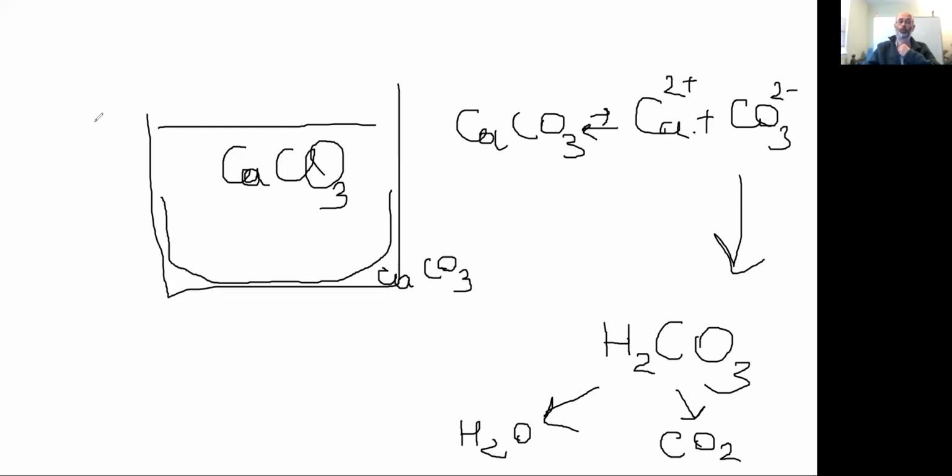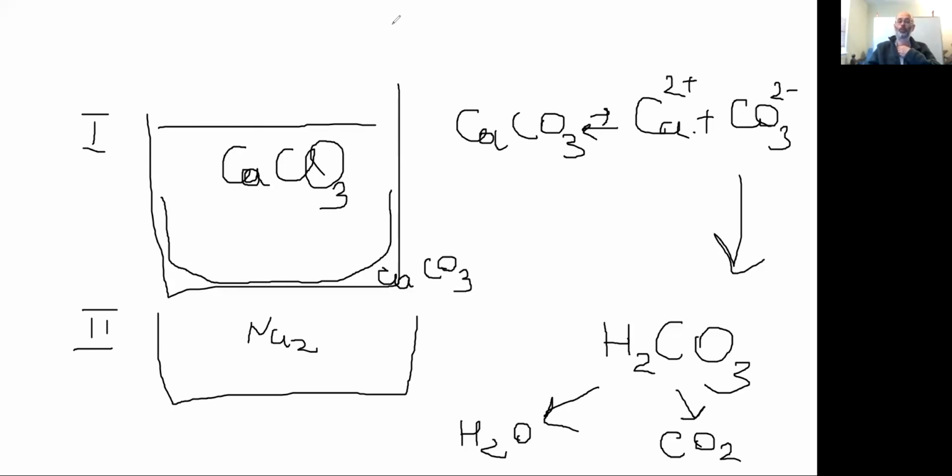That means we have a three-step process. First, we put sodium carbonate on top of calcium sulfate, and after some time, calcium sulfate becomes calcium carbonate. Second, we discard the solution on top, because after this, we have sodium sulfate here and the calcium carbonate on the bottom.